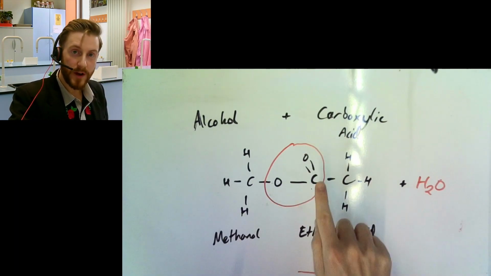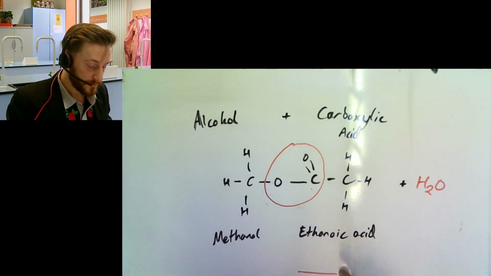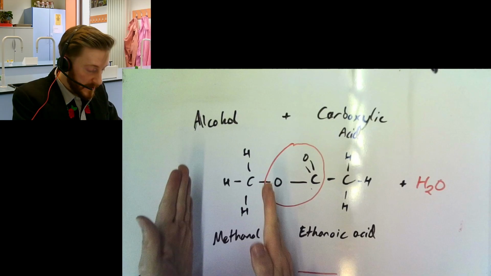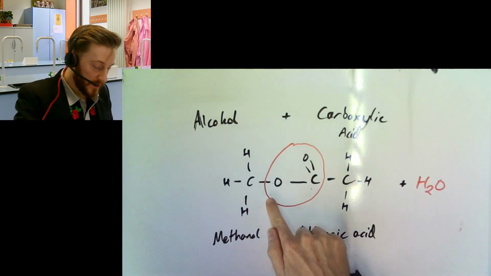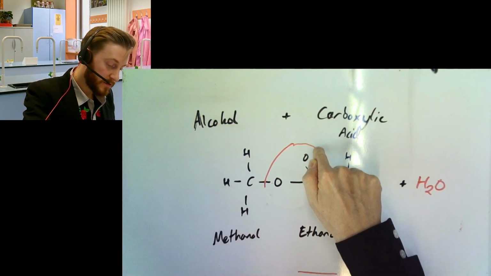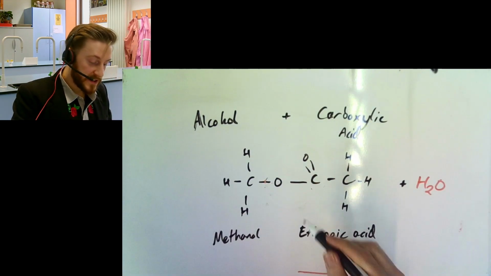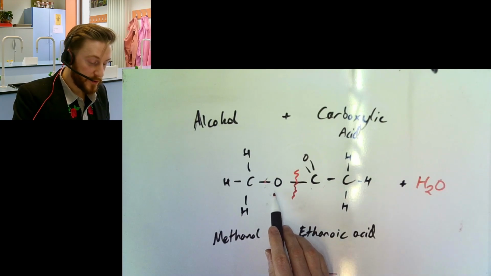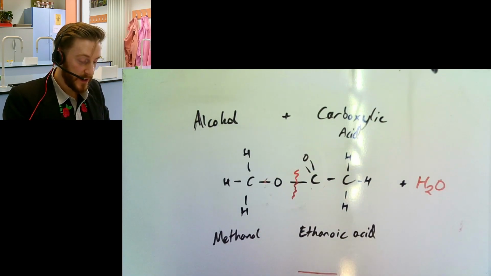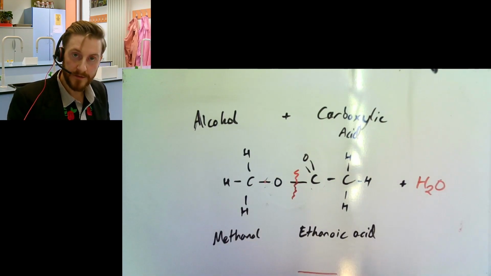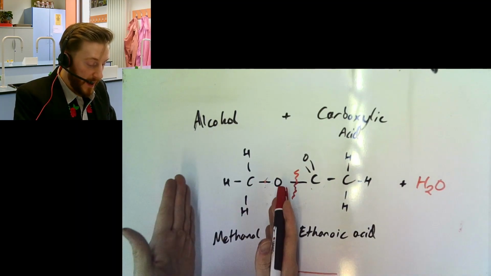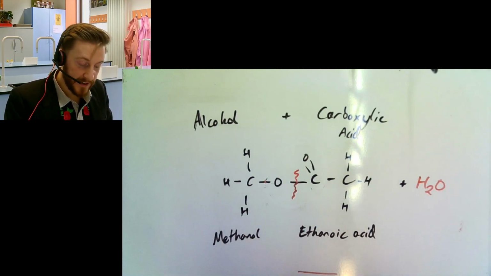Wherever I see that, I know I have an ester link. So my ester link is linking these two halves. Sometimes if I've got a different colored pen, and if I don't, I imagine it in my head, is the split happening here between the O and the C double bond O. And that gives me my two different halves of my ester, my alcohol side and my acid side.